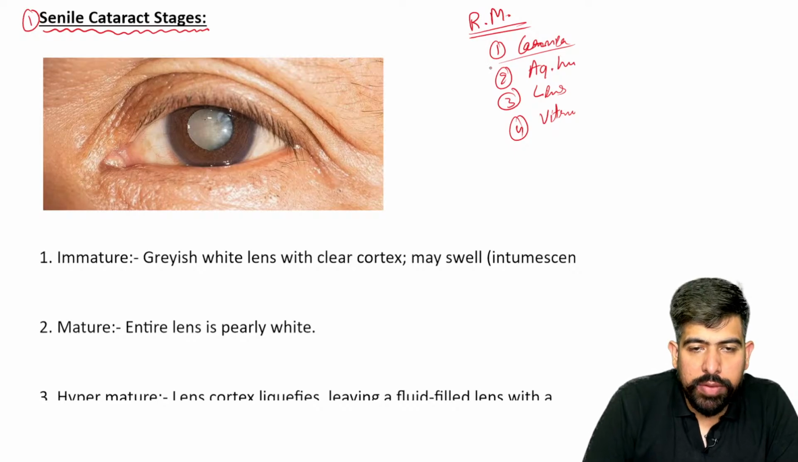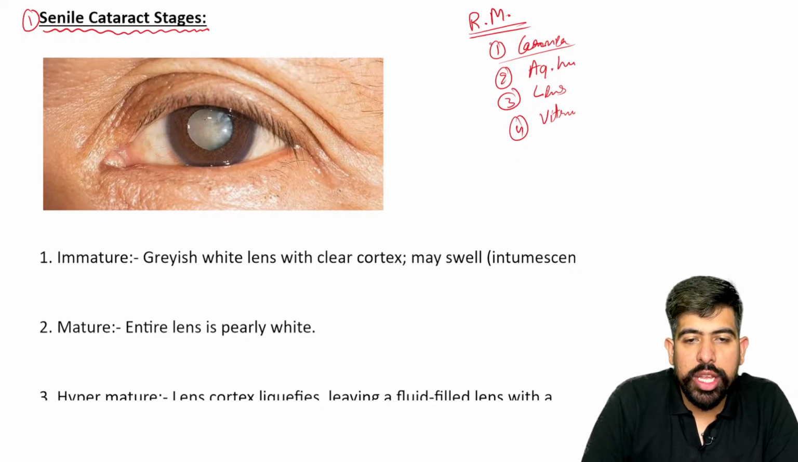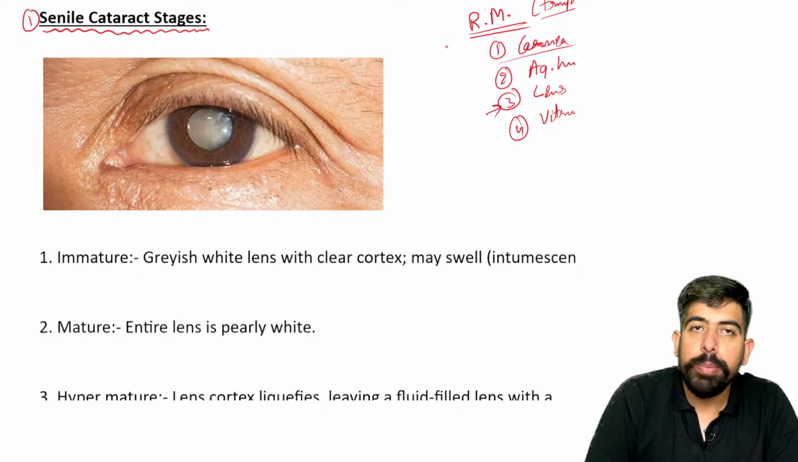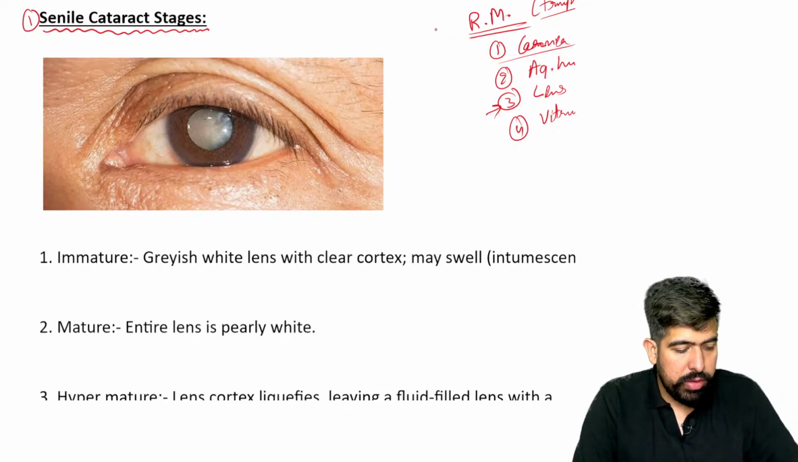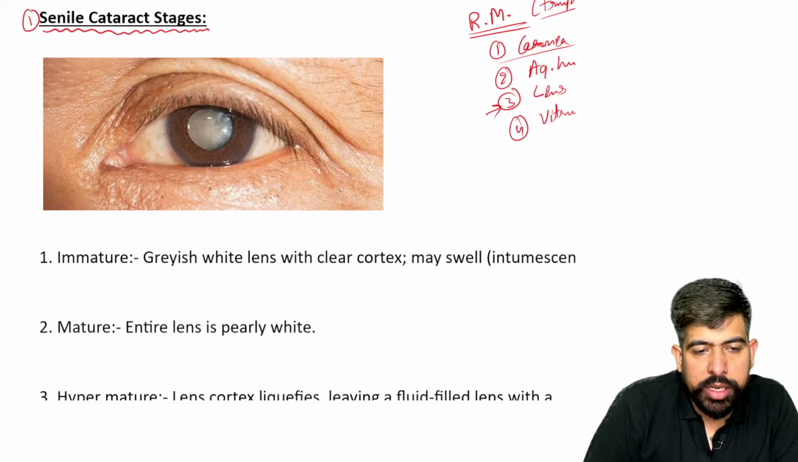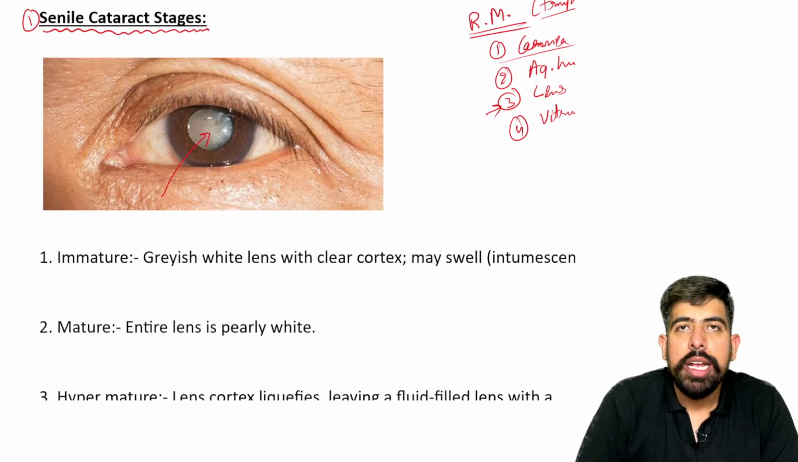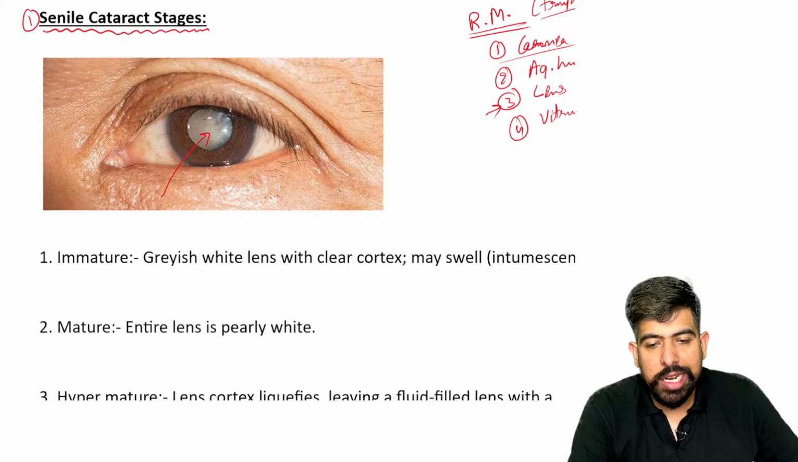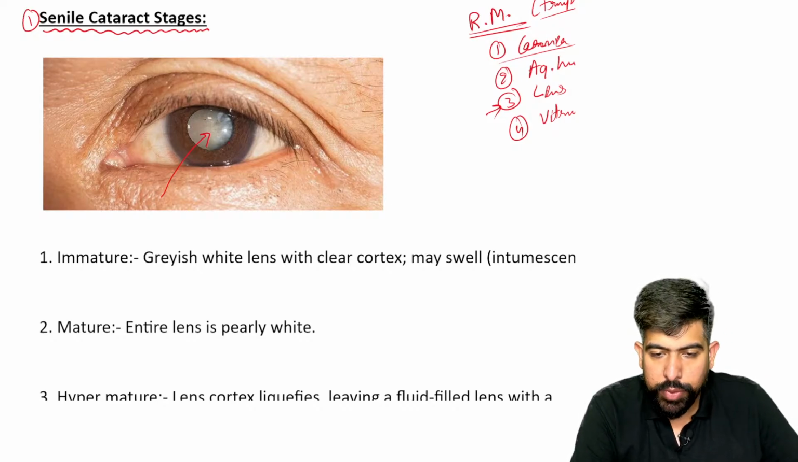Now, out of these refractive media, I already told you they all should be transparent. If the lens transparency is lacking, there will be difficulty in vision, or blurred vision, as we talked about. You can see over here that there is clouding of the lens.